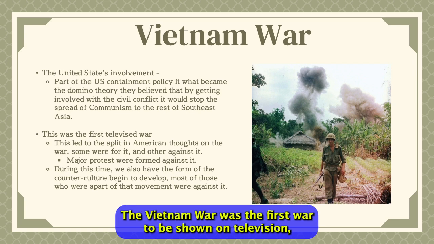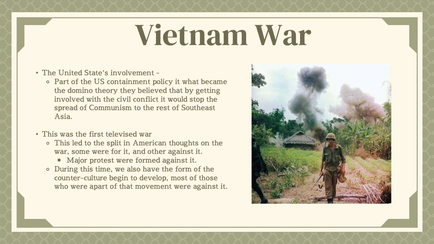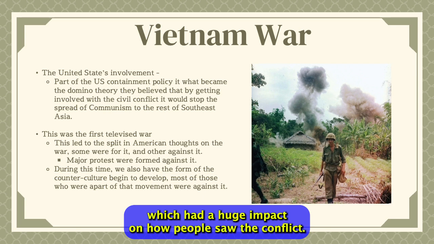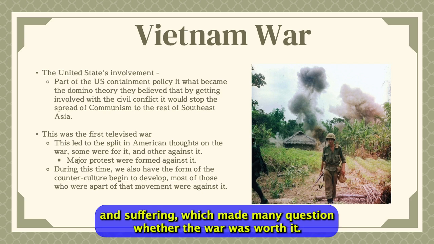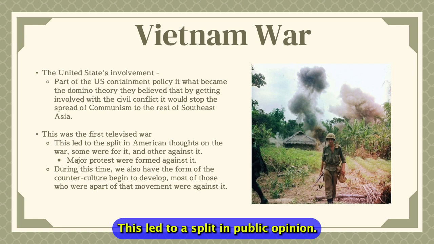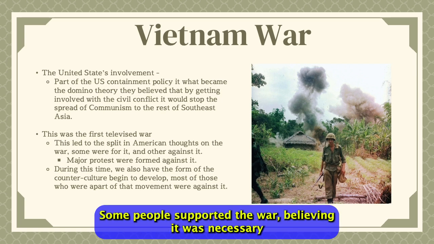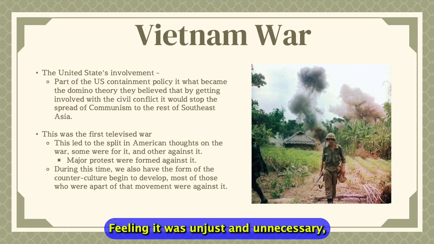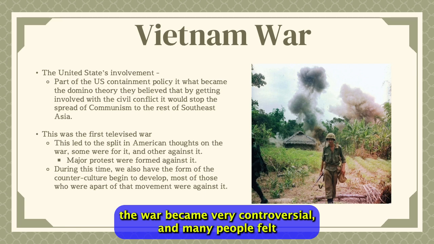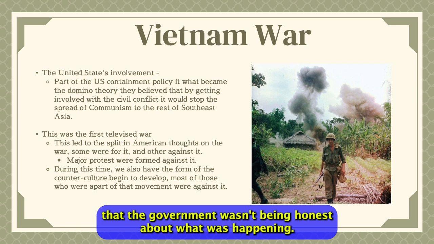The Vietnam War was the first war to be shown on television, which had a huge impact on how people saw the conflict. As the war continued, Americans saw graphic images of the violence and suffering, which made many question whether the war was worth it. This led to a split in public opinion. Some people supported the war, believing it was necessary to stop communism, while others opposed it, feeling it was unjust and unnecessary. The war became very controversial, and many people felt that the government wasn't being honest about what was happening.